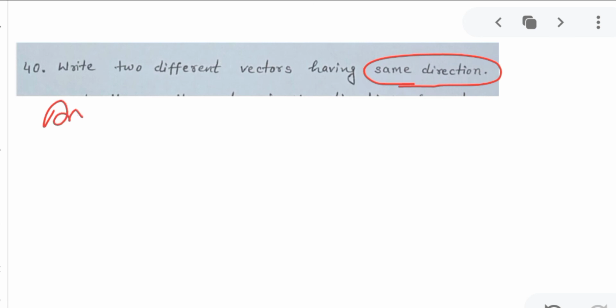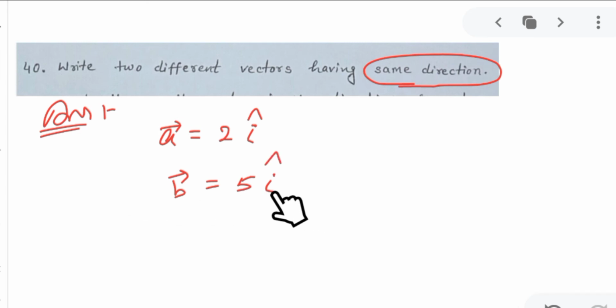What is the simplest example? Take a vector in the i direction, or j direction, or k direction. Like if I say the first vector is 2i, clearly this vector is towards i and magnitude is 2. And the second vector I give as 5i. Since both vectors are in the direction of i but the magnitude is different, this is the simplest example you can give.